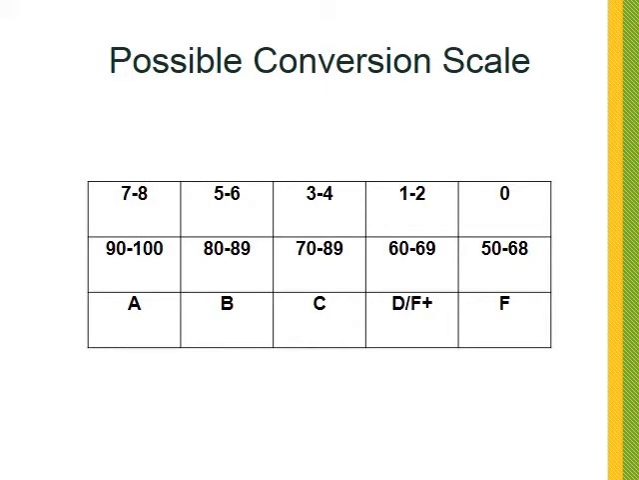Here is an example of a conversion scale to use with the rubric that I created. With this conversion, a 7-8 student would earn an A, a 5-6 student would earn a B, a 3-4 student would earn a C, a 2 student would earn a D, and a 1 student would earn a high F. Clearly, a 0 student would earn an F as well.